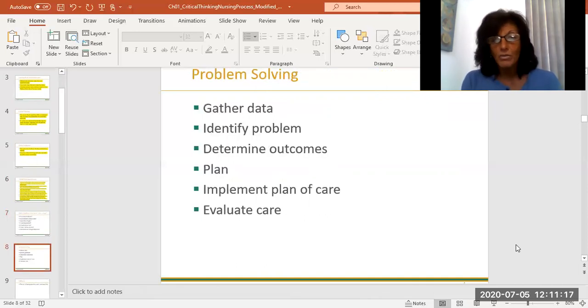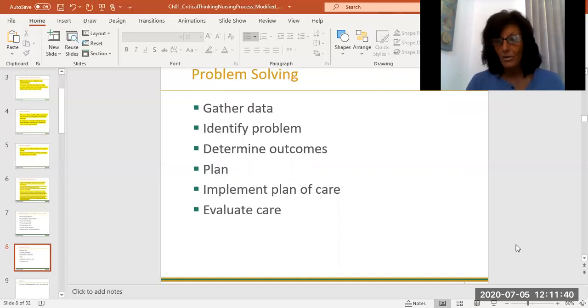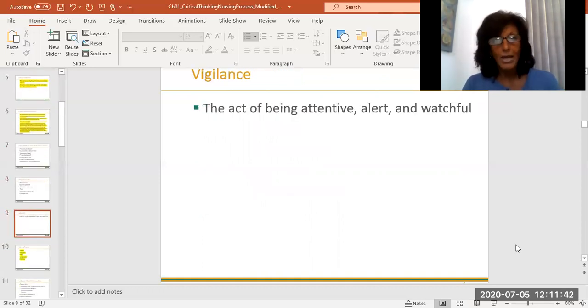How do we solve problems? Well, before you solve it, you have to identify it. So you have to gather your information and identify what the problem is. And then what do I want to happen? How do I develop a plan? What am I going to do that would help me solve this problem? And then I'm going to implement it or do it. And then when I'm all done, did it work? That's the evaluation. Did it work? Okay? And that's the nursing process. It's that simple. That's care planning.